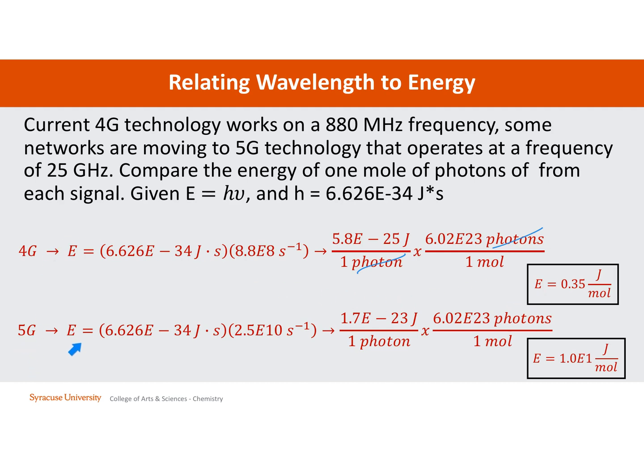Do the same steps for 5G, multiply Planck's constant times the frequency that I found in the previous question. I get about 1.7 e to the negative 23 joules per photon. Again, when I do that calculation, bring in Avogadro's number, photons cancel out, and now I have joules per mole. And I get an energy of approximately 10 joules per mole. That's the energy associated with a 5G signal of about 25 gigahertz.